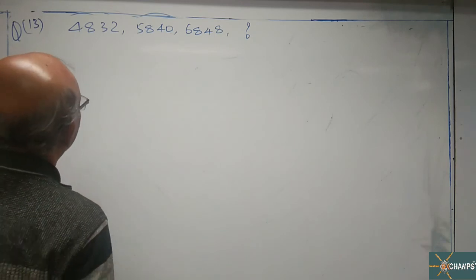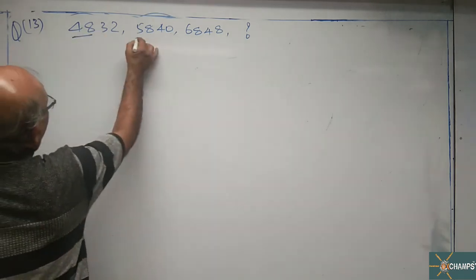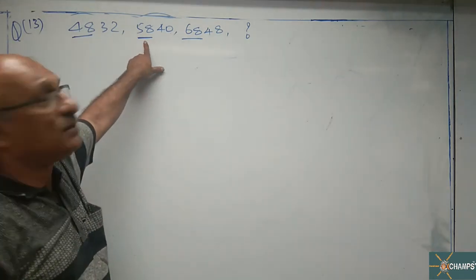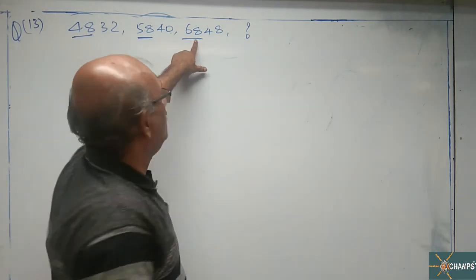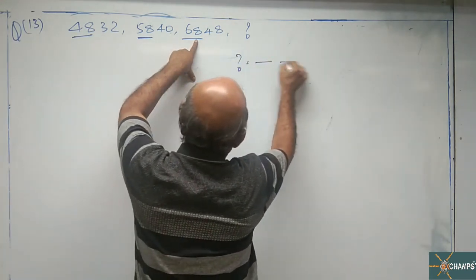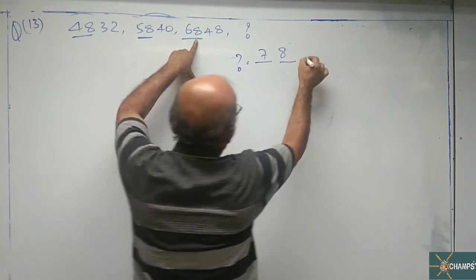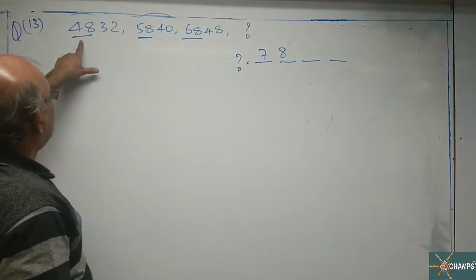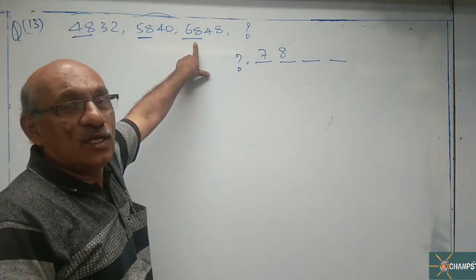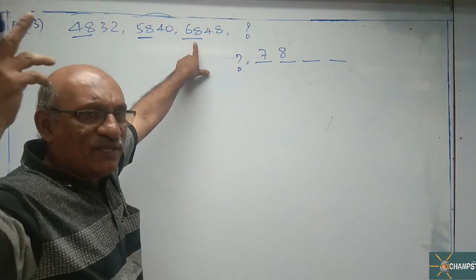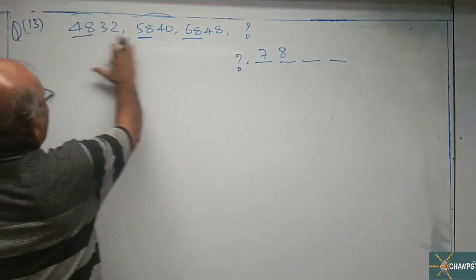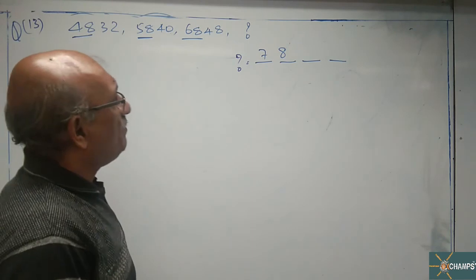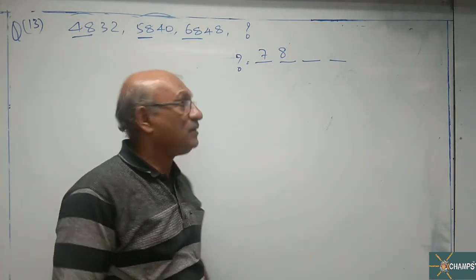Now look at this. 48, 58, 68. 48 plus 10 is 58, 58 plus 10 is 68. Again I am repeating the logic, sir. The thousands place number and hundreds place number are increasing. So for the missing figure, the first two digits are taken as 78.